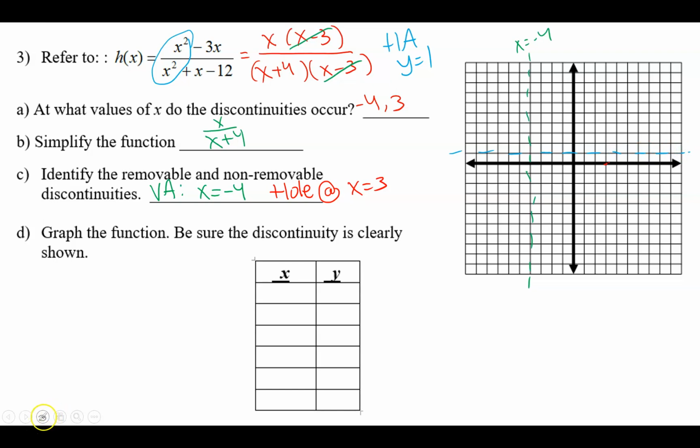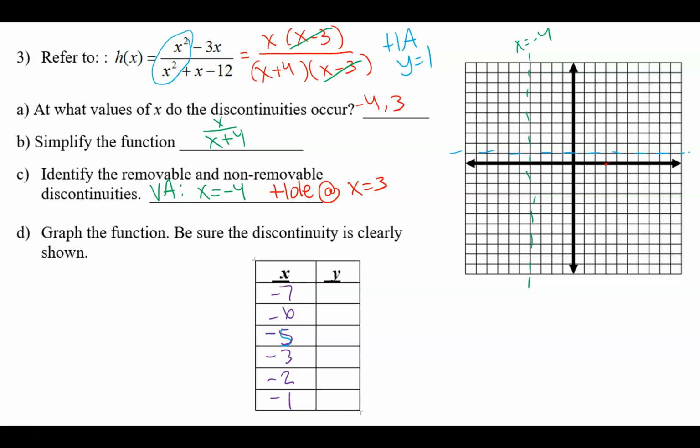All right, so let's plug in some points. We're going to go a little bit above and a little bit below the -4. So let's go -5. I didn't change my color. Purple. There we go. -5, -6, -7, and then on the other side of -4, let's do -3, -2, and -1. All right, we're going to plug these into our simplified version.